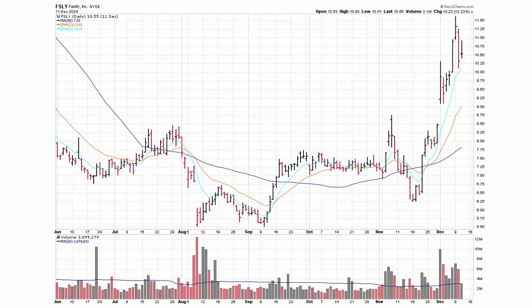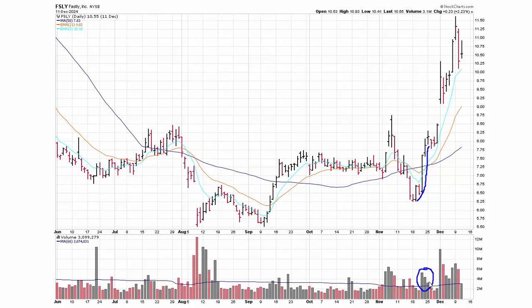Next one, Fastly. This one's a little bit disjointed. I don't know what the best word is. It's not the best traditional setup, but it's still there. If you ignore everything on the left side of the chart, it's still there. You have a strong directional move here. Volume very, very strong. First 2 days, you're talking like double the average.